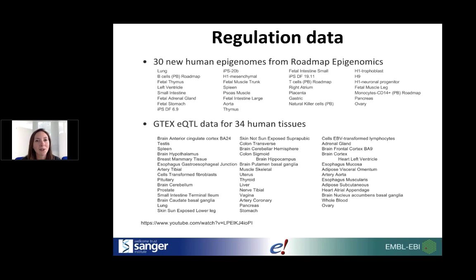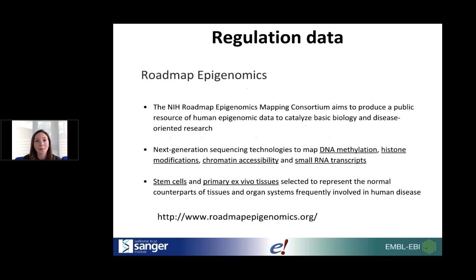Anyway, so yes, here are the 30 new human tissues that we've brought from Roadmap Epigenomics, and we've also brought in 34 human tissues from GTEx eQTL, but that's growing soon. So what is Roadmap Epigenomics, and what is GTEx eQTL?